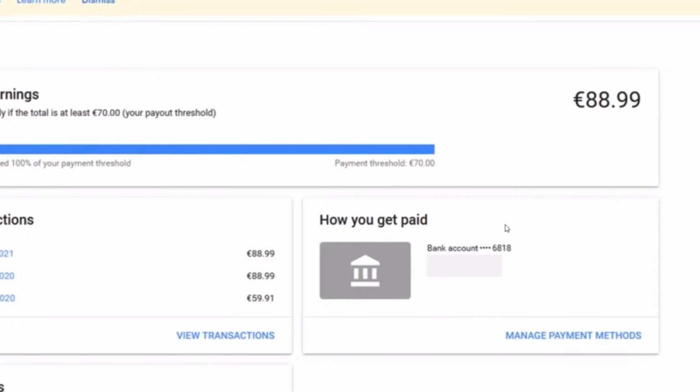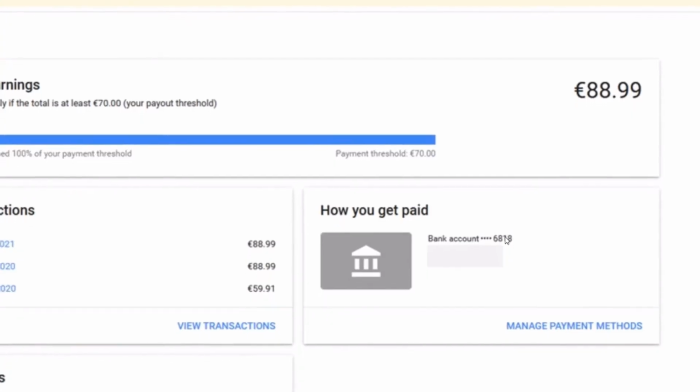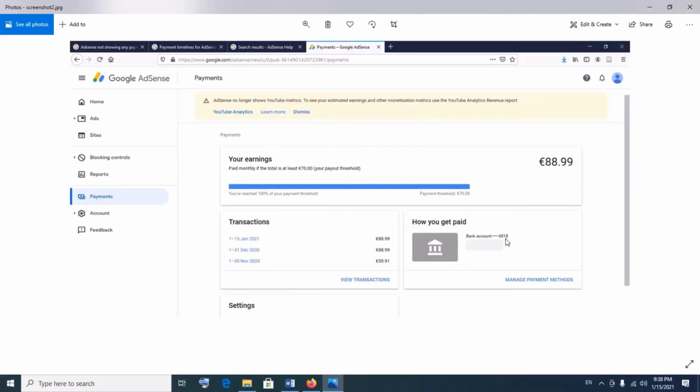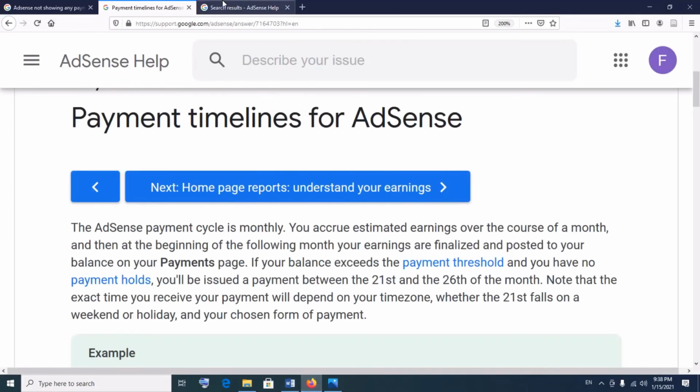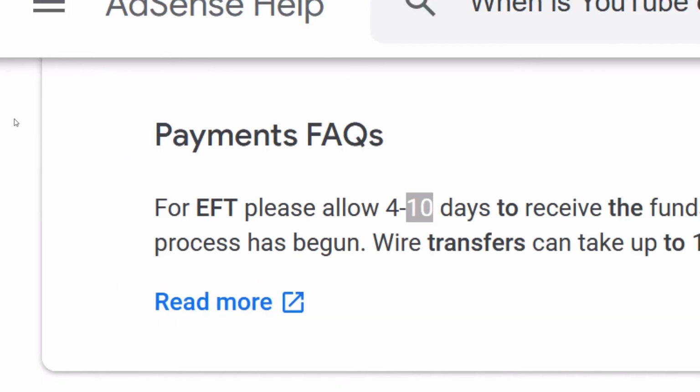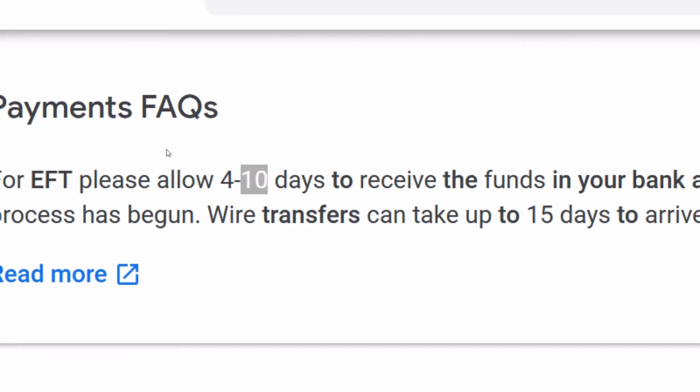I have to wait between the 21st and the 26th of January to receive my money in my bank account. However, depending on the payment method, you might have to wait either more or less. So I'm using EFT, electronic funds transfer, and let's see what AdSense help says for electronic funds transfer.